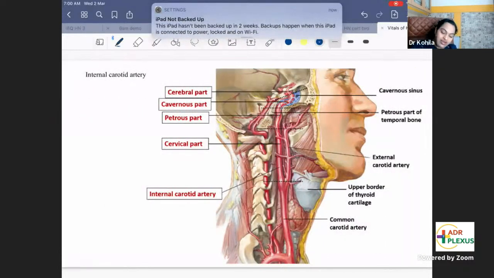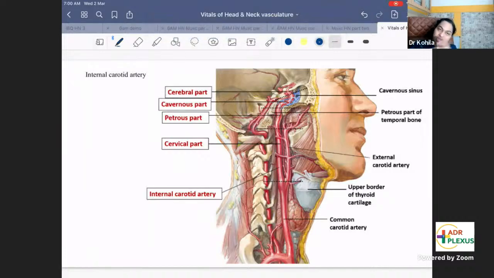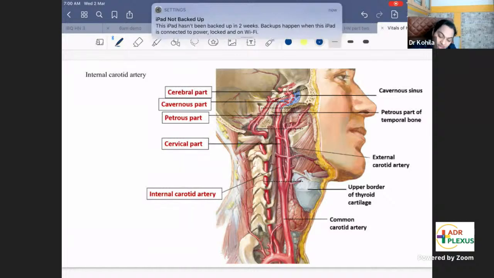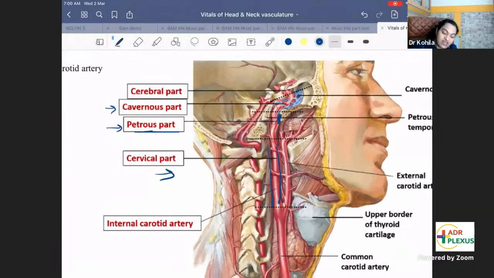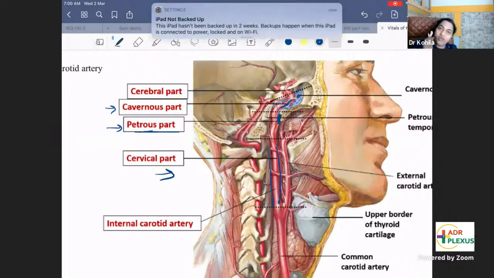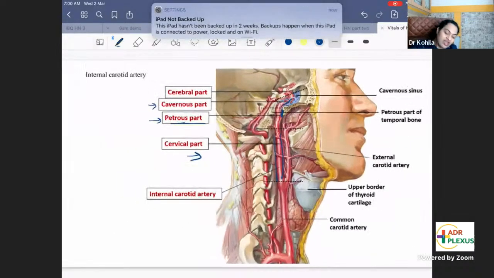Internal carotid artery, nothing much here actually. It comes from the carotid and lies within the carotid sheath. You can see the internal carotid here. It has the cervical part, then passes to the petrous part of the temporal bone. Then it lies in the cavernous sinus, and then it pierces the roof of the cavernous sinus to form the cerebral part.